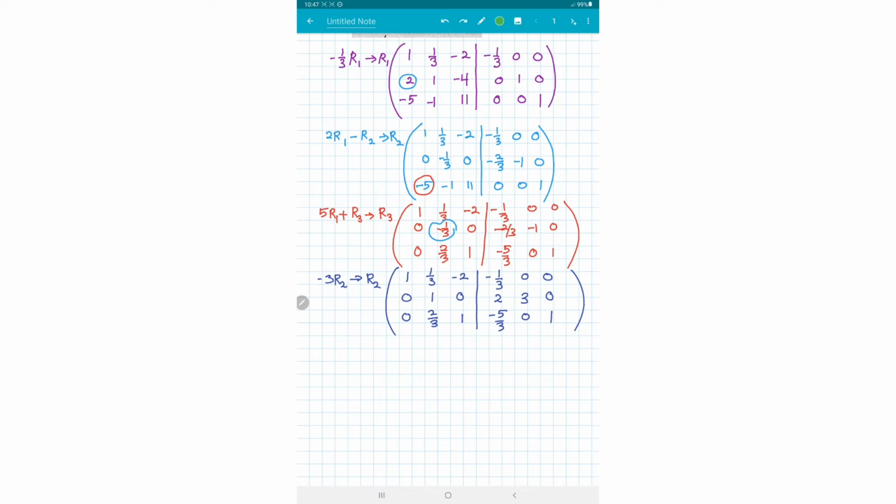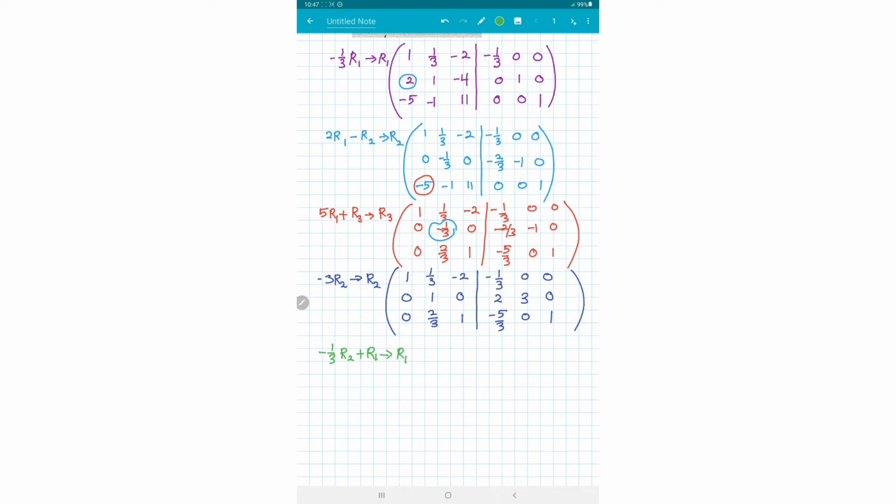So I need to multiply the second row by negative 1 over 3. So my idea is negative 1 over 3 R2 plus R1 to become the new R1.